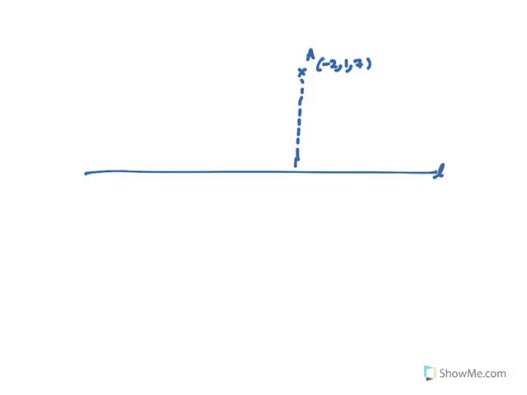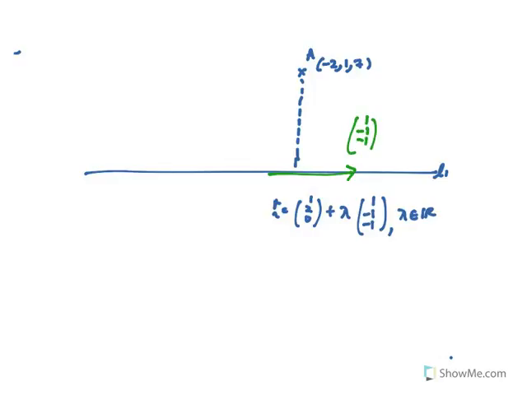So, point A is over here, right? This is (-2, 1, 7). We want to find the distance from point A all the way to line 1. Line 1, take note, is the line r equals (1, 2, 0) plus lambda (1, -1, -1), where lambda is real. So a direction vector that goes along this line is (1, -1, -1).